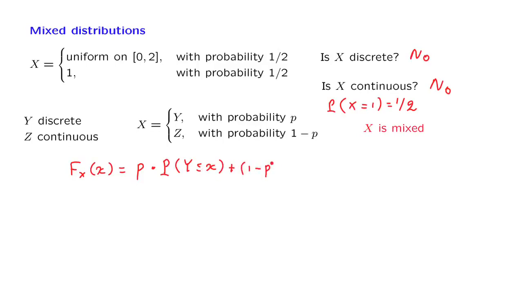And with some probability, we have the second scenario, and under that scenario, X will take a value less than little x if and only if our random variable Z will take a value less than little x. Or in CDF notation, this is p times the CDF of the random variable Y evaluated at this particular x, plus another weighted term involving the CDF of the random variable Z.